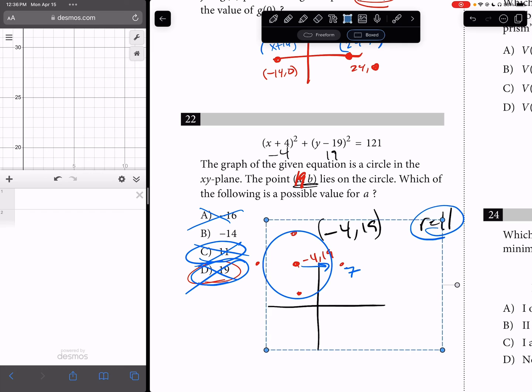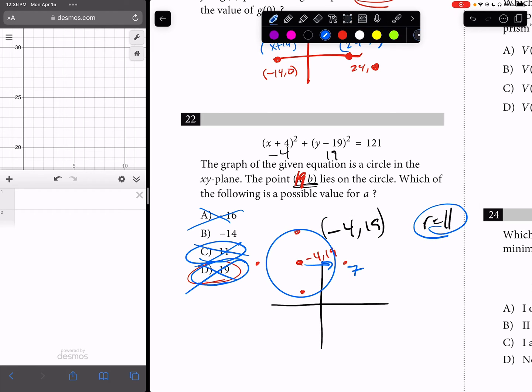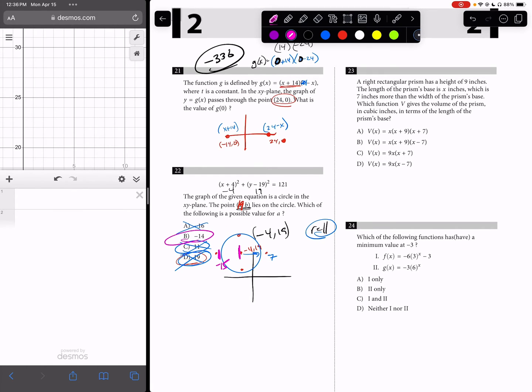And to explain that a little bit better, if I went 11 to the left from negative 4, that would be here, that would be negative 15. How could you be so deep in the negatives as negative 16? You can't. It's B. Okay, that was a little harder, but still chilling.